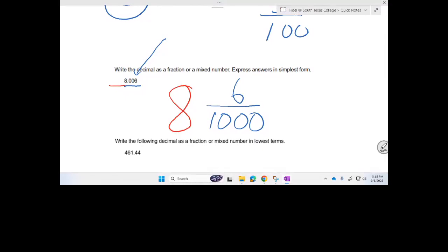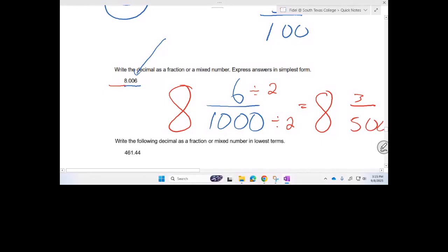Okay, now, second thing is, do you all think we can divide those numbers by 2? So we're going to reduce the fraction. What's half of 6? Anyone know half of 6? What's half of 6? Say it. 3. Good. What's half of 1,000? 500. Boom. There you go. Awesome, y'all. You got it done.